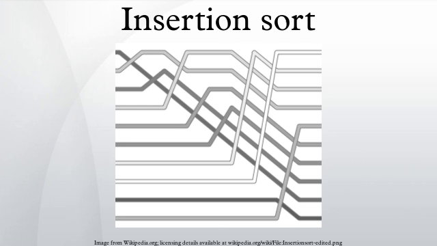Algorithm. Insertion sort iterates, consuming one input element each repetition, and growing a sorted output list. Each iteration, insertion sort removes one element from the input data, finds the location it belongs within the sorted list, and inserts it there. It repeats until no input elements remain. Sorting is typically done in place, by iterating up the array, growing the sorted list behind it. At each array position, it checks the value there against the largest value in the sorted list. If larger, it leaves the element in place and moves to the next.